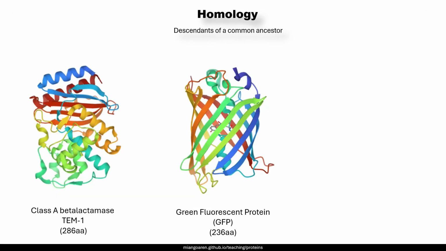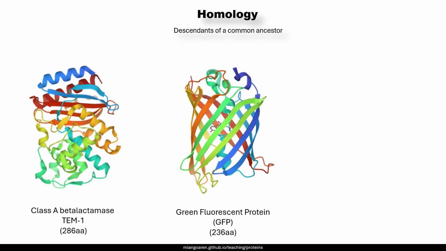Now it is relevant to recognize something that I have been talking about, which is this concept of homology. What it really indicates is whether there is a probability that an ancestor-descendant relationship exists between two proteins. So here is the question I ask you, based on what we now recognize of protein similarity: is the class A beta-lactamase called TEM1, which has 286 amino acids, homologous to the green fluorescent protein, which has 236 amino acids?